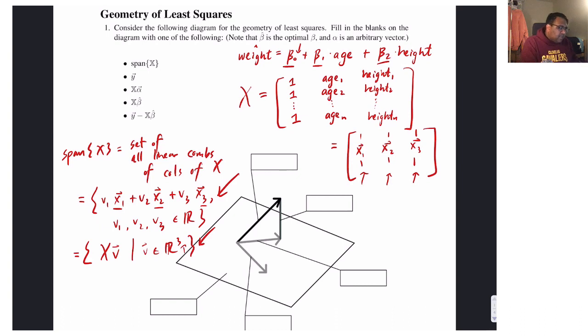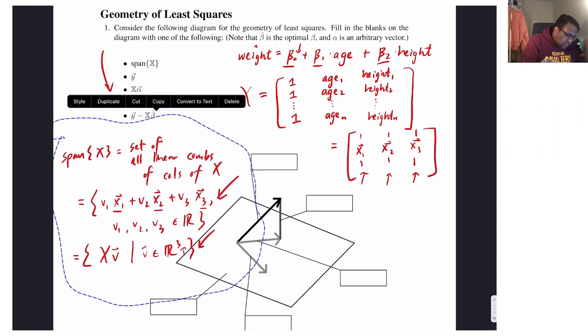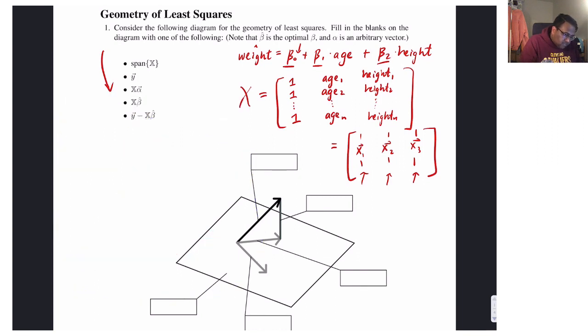Okay, so anytime in the options that we look at, we see x times some vector, we know that that's just another vector in the span of x. Okay, so hopefully that illustration helped. I'll remove this to save space, but you can screenshot it if it helps.